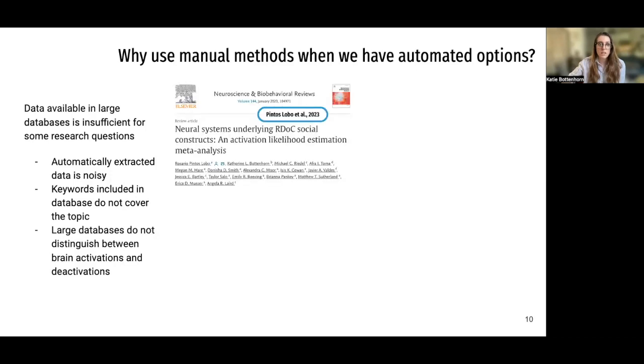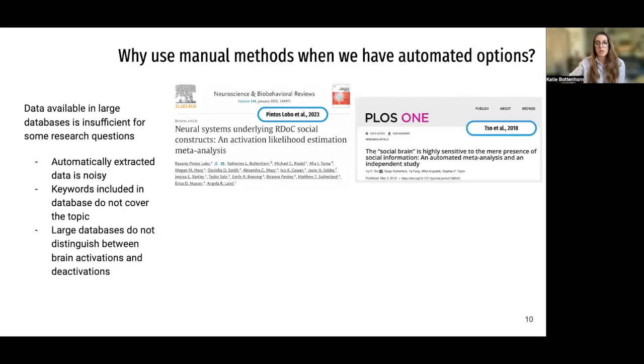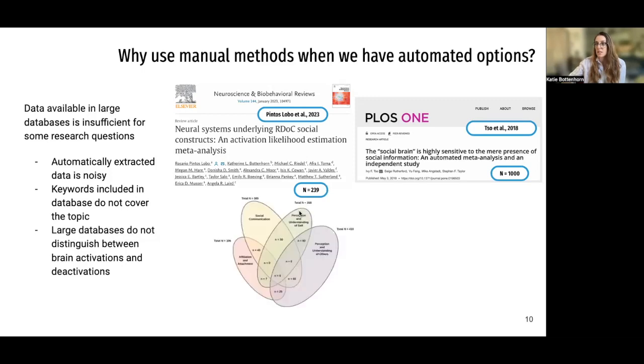So here we'll go with a tale of two meta-analyses, both looking at social cognition, but in slightly different ways. The first is a manual meta-analysis of the research domain criteria social constructs from the NIH. And the second is a broad social meta-analysis. So in the case of the manual meta-analysis, we had about 239 papers, whereas in the automated meta-analysis, they had about 1,000.